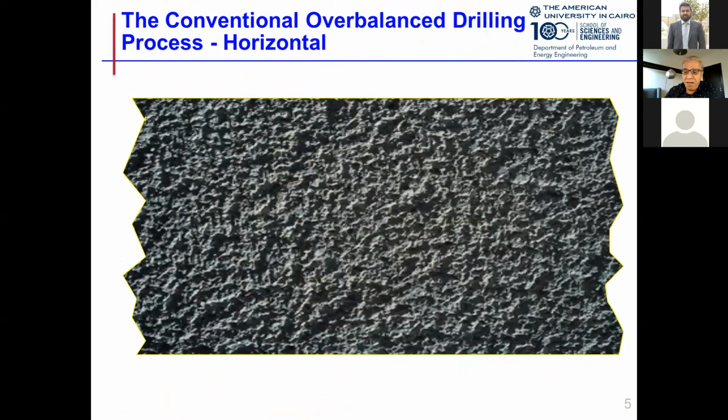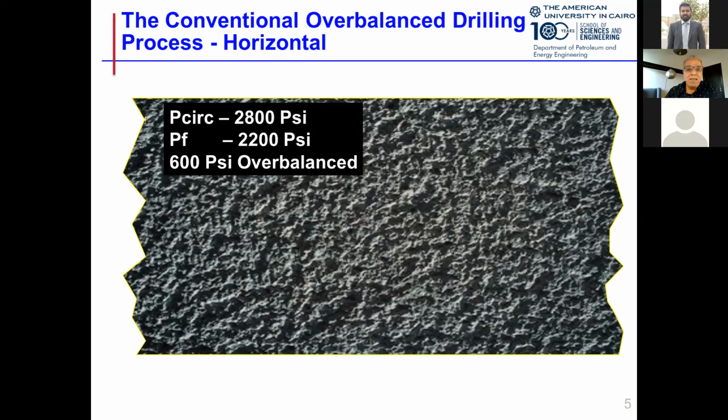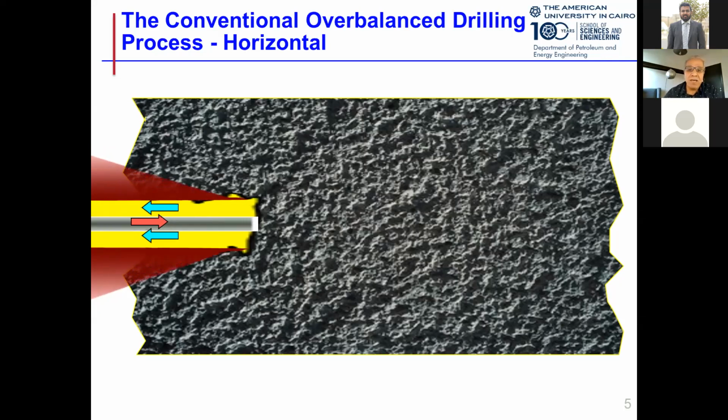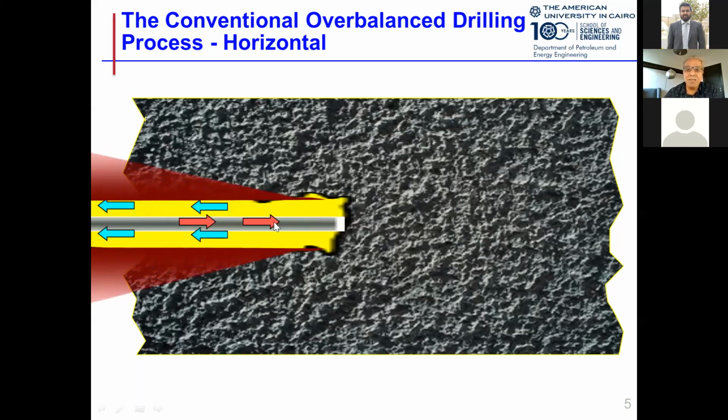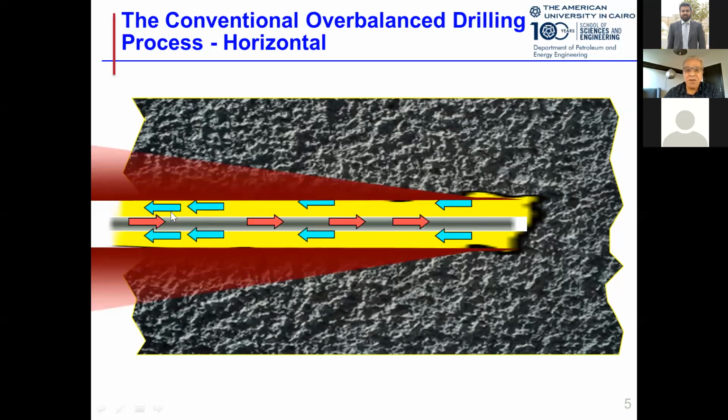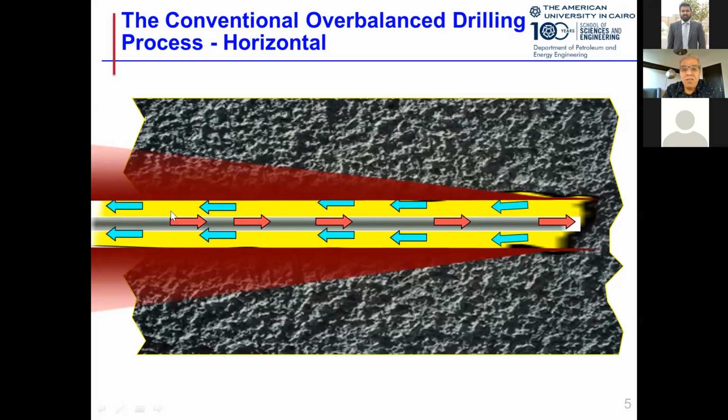The same phenomenon takes place in horizontal wells. If you look at this in here, the circulation pressure, which means the overbalance pressure, is 2,800 pounds per square inch, while the formation pressure is 2,200. So the overbalance is almost 600 PSI. In horizontal wells, the same phenomenon is again observed. The red arrows in here show the drilling mud direction inside the drilling string, while the yellow area shows the returning mud to the surface.